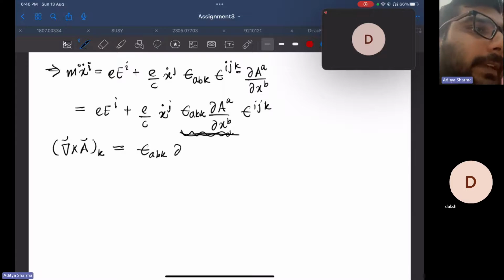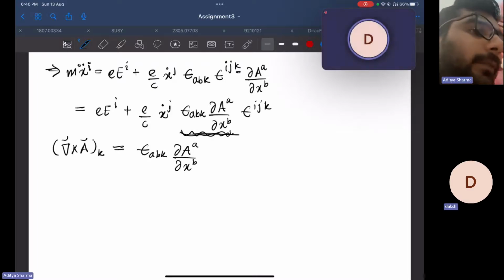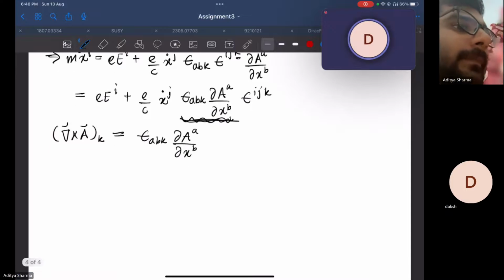Did you know about this identity? Was there a half or not in the front? No half, right? No, there should not be a half. No, there won't be any half. So this is curl of A, and you write it as following.